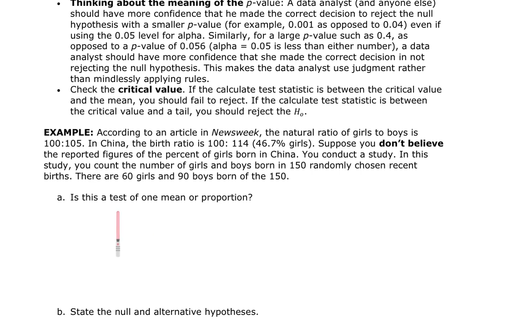And the question is, is this a one mean or is this a proportion? Well, this one is clearly a proportion because it's giving me information in terms of the China births, the Newsweek births, and also the number of births of boys and girls, males and females, of 150. So it's a proportion because it's given to me in terms of proportion.